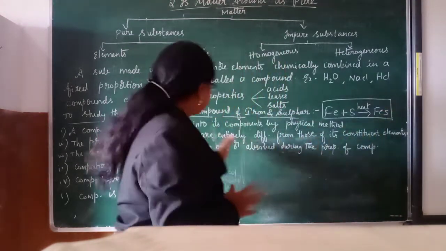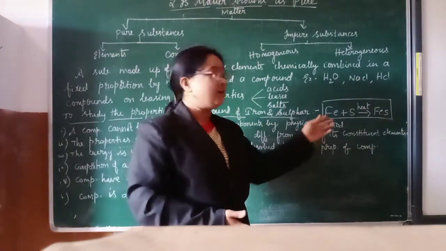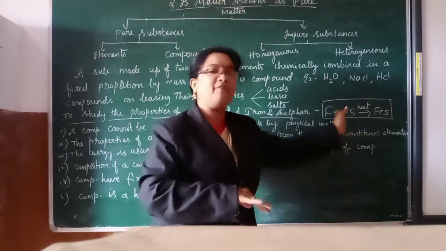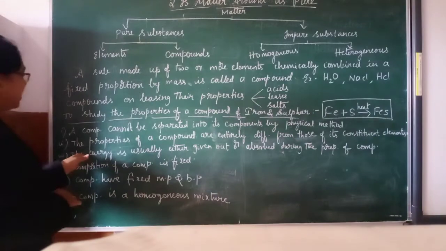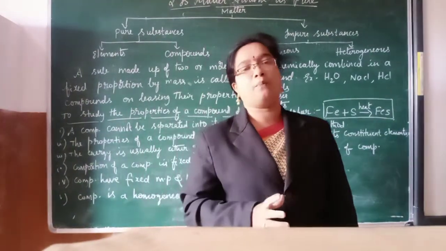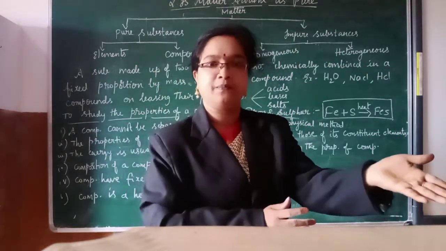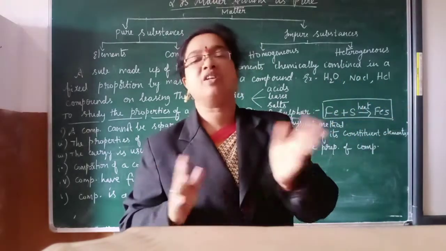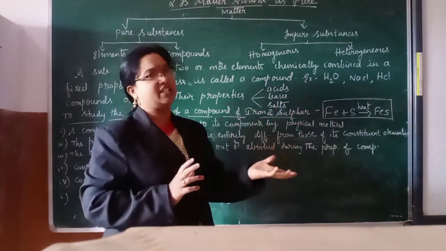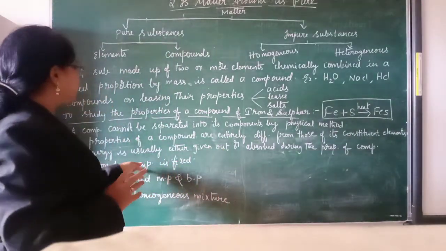So what is our second property? The properties of a compound are entirely different from those of the two elements we had before. Clear? And the third one is that energy is usually either given out or absorbed during the preparation of a compound. So while we are preparing a compound, sometimes we have to give energy or sometimes energy will be released. Either energy will be absorbed or energy will be released in the preparation of a compound. And the next one is that the composition of a compound is fixed.